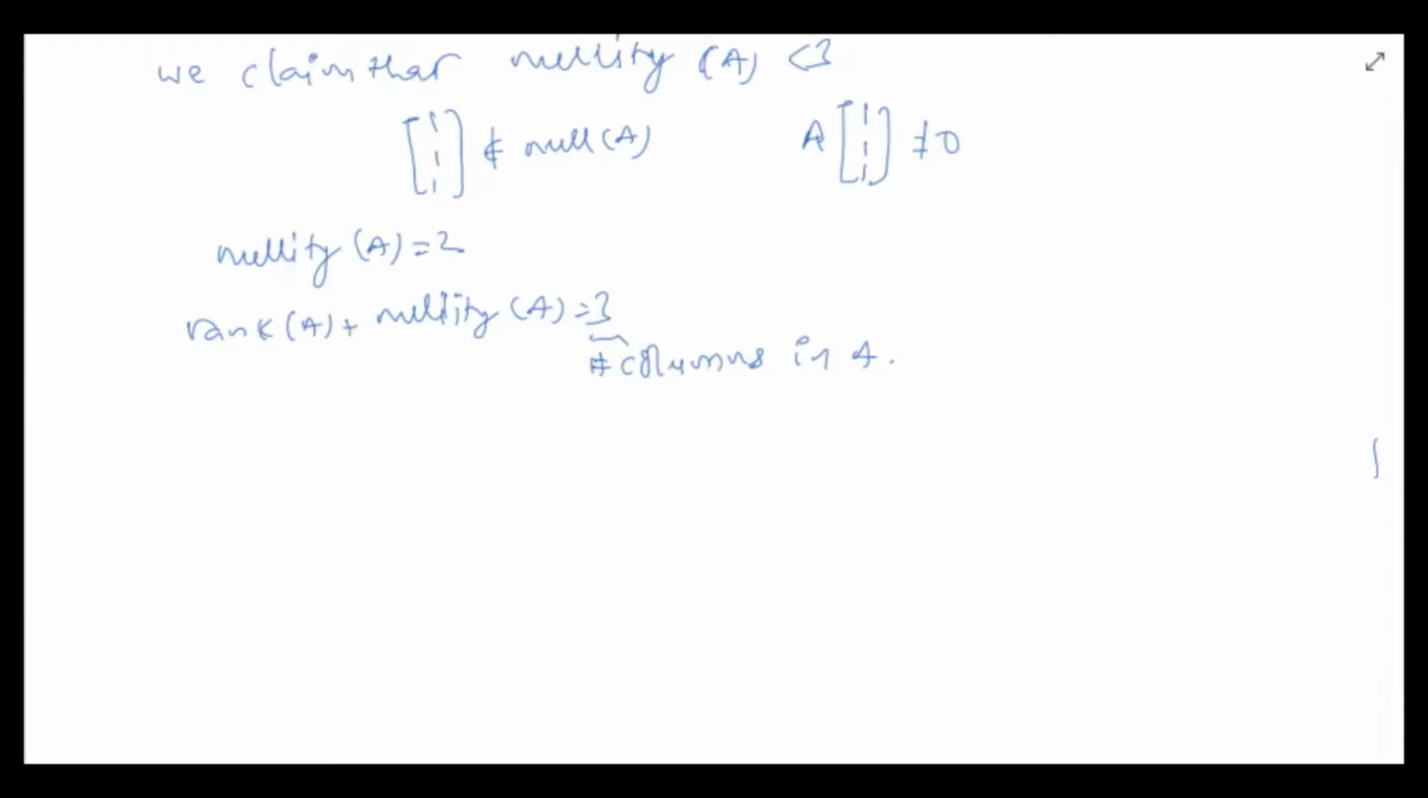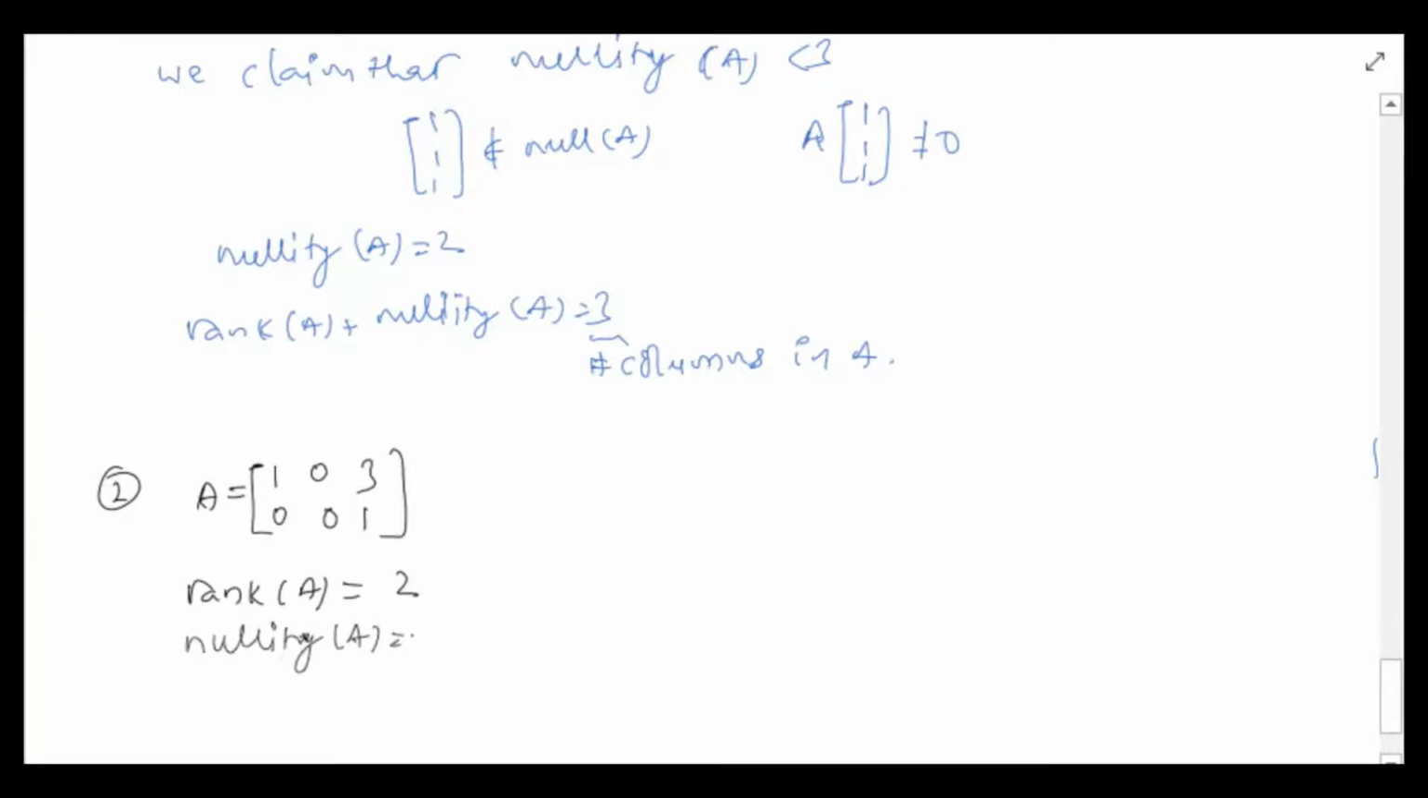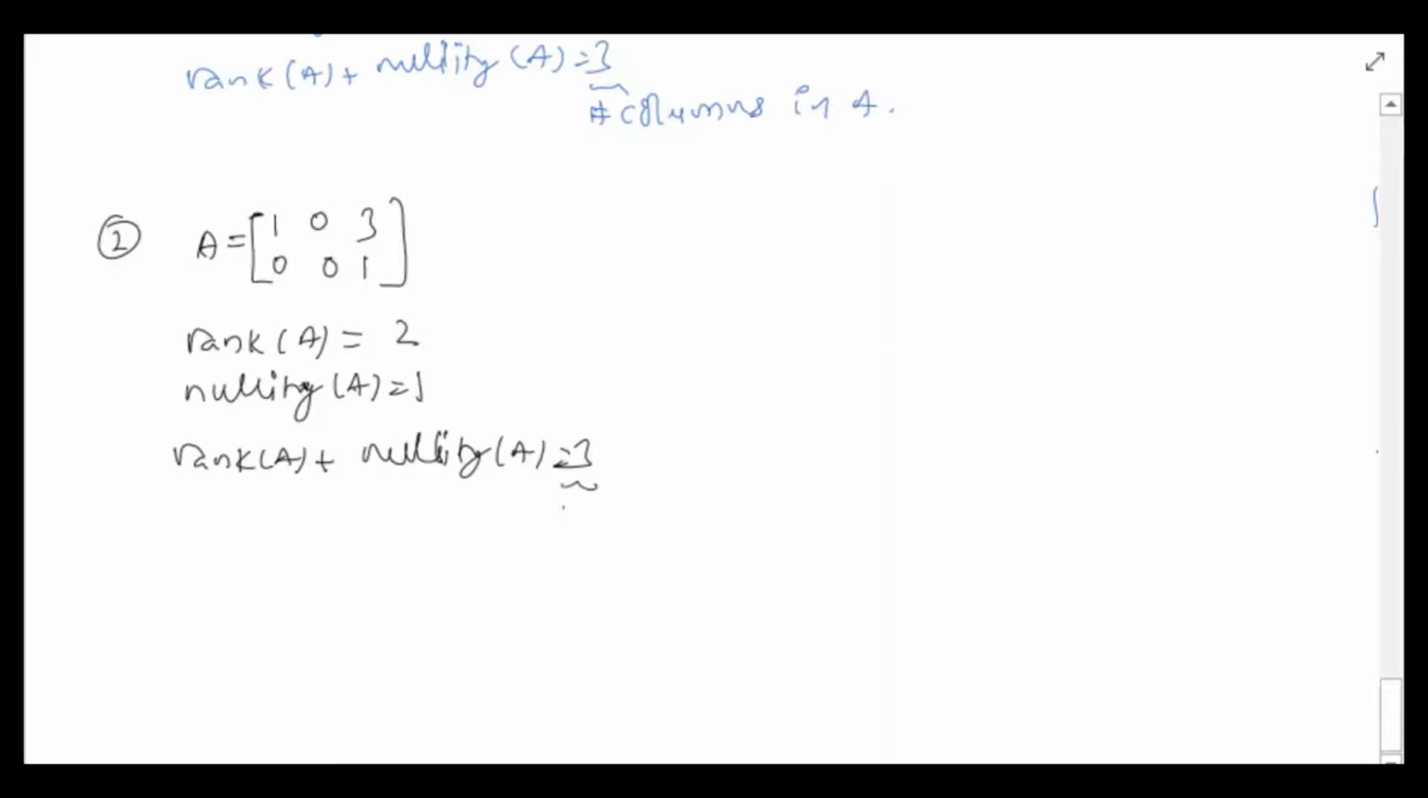Let's see another example, and this time we will consider the matrix A that we have considered earlier. So now we will consider A to be equal to 1 0, 3 0, 0 1. We have already seen that the rank of this matrix, which is equal to the dimension of the column space of this matrix, equals 2. We also saw that the nullity of this matrix is 1. So rank of the matrix plus nullity again equals 3, which is the same as the number of columns of A.